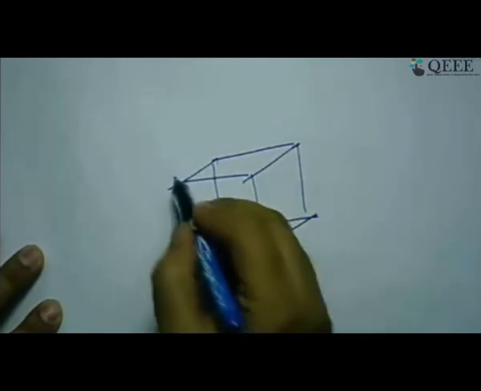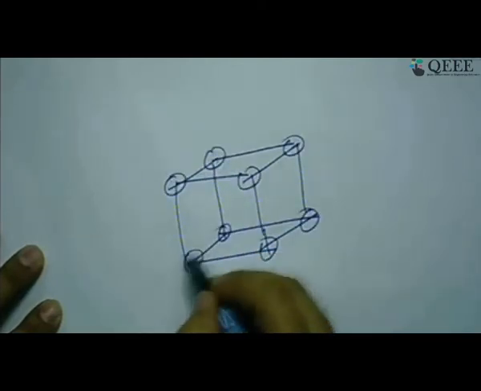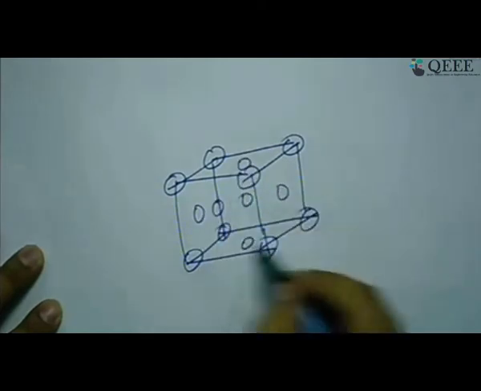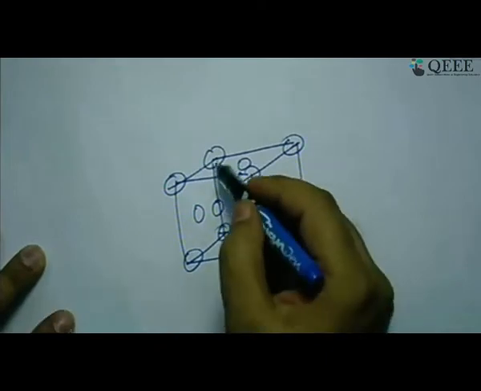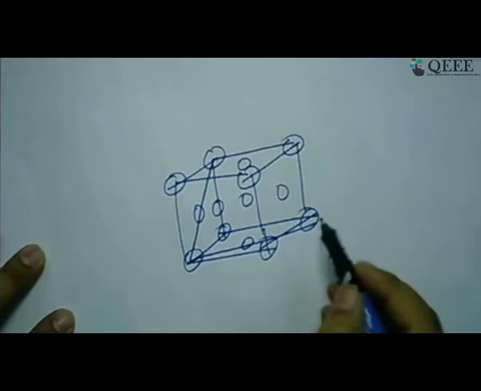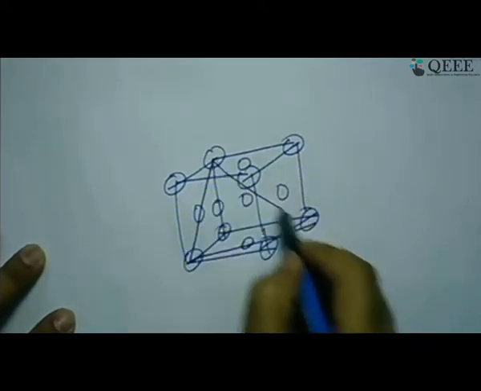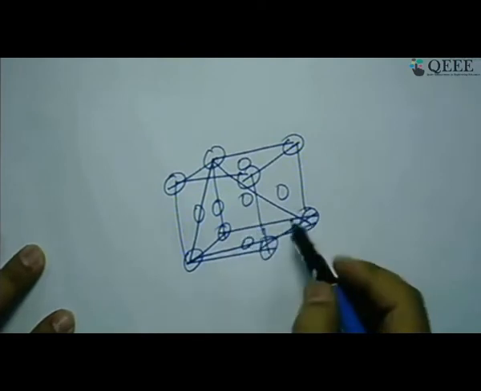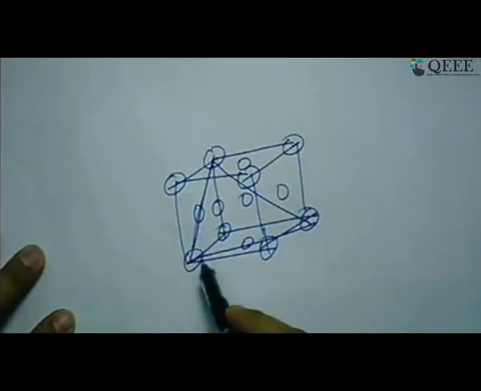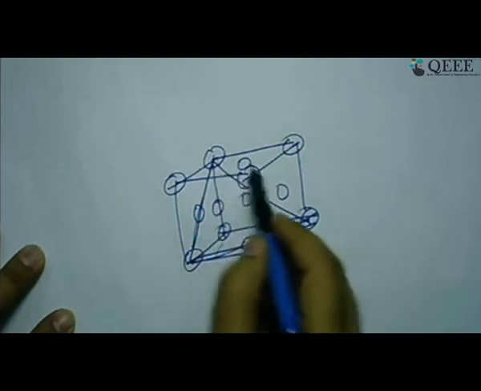Okay, because this is FCC, right? So that is FCC. Which is the 111 plane? It is the plane that is bounded by these three body diagonals. What are the body diagonals? On this face there is a body diagonal, on the bottom face there is a body diagonal, and on the back face there is a body diagonal.